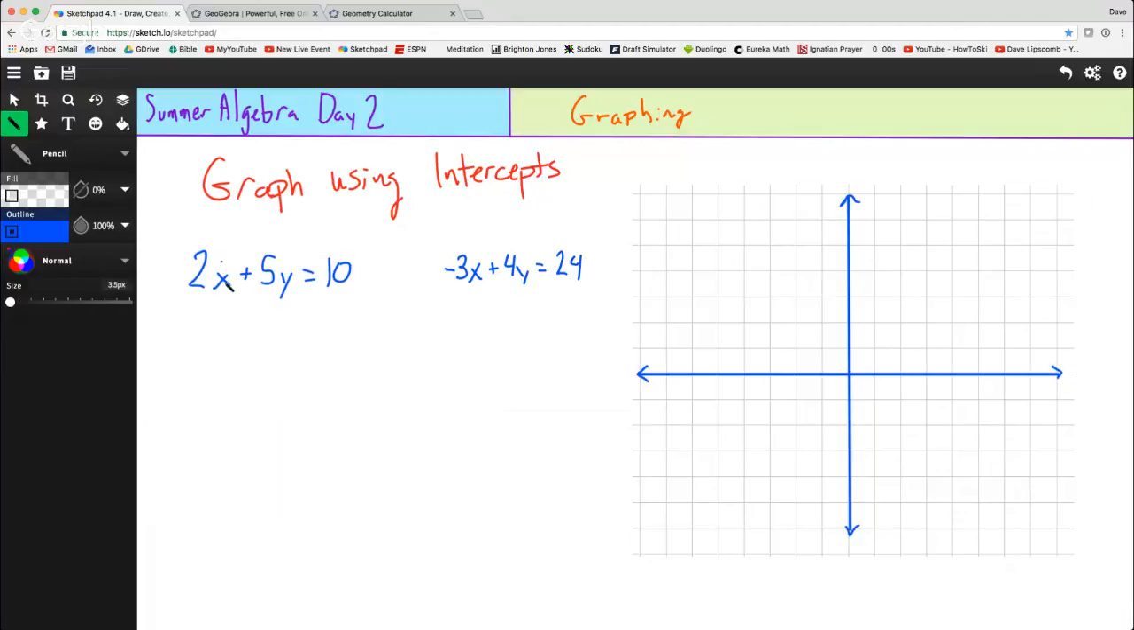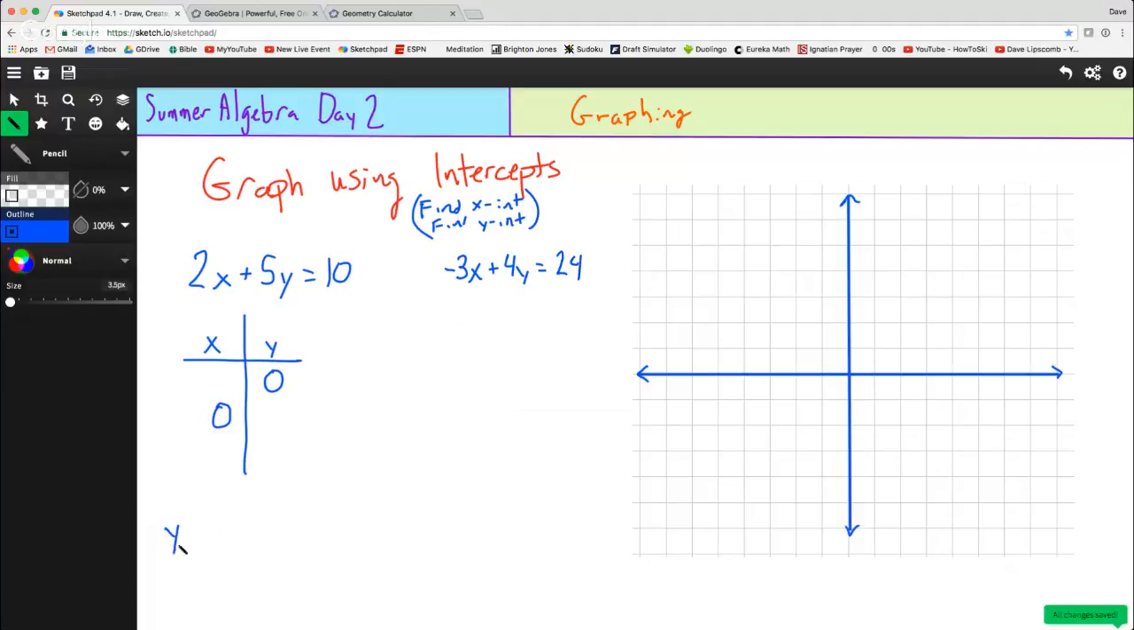Now, the idea of graphing using intercepts, as we talked about in class, is we've got to find where we cross the x-axis and where we cross the y-axis. We want to find our x-intercept and our y-intercept. That's the key. Our x-intercept is where y is 0, and our y-intercept is where x is 0, right?